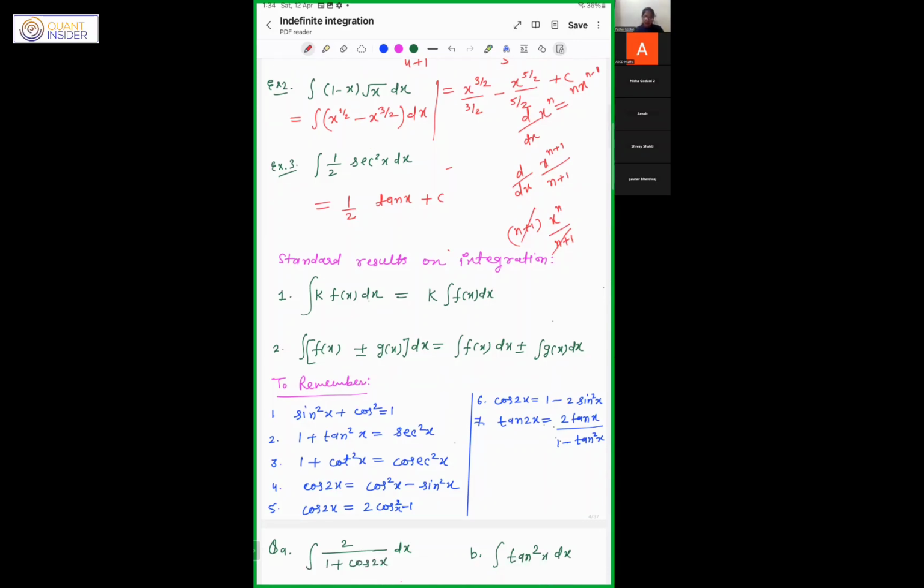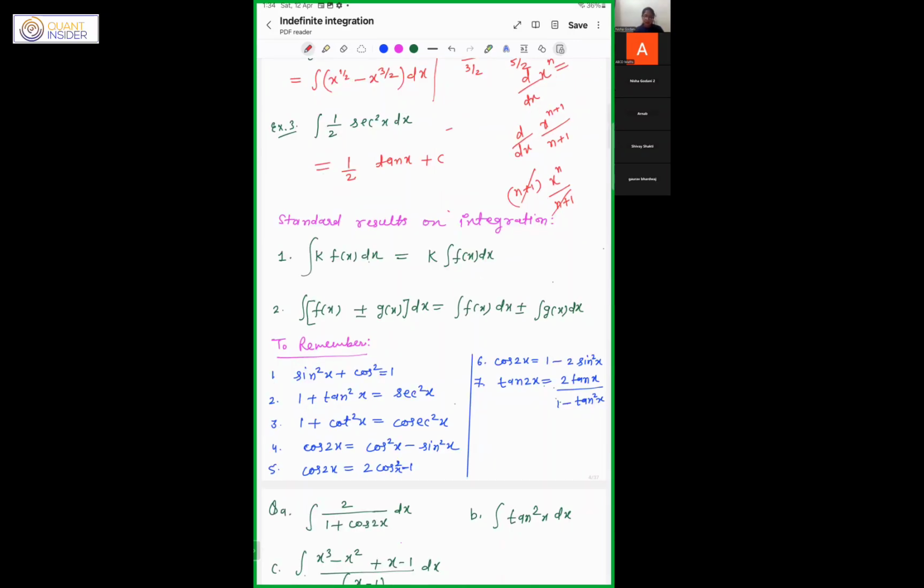Okay, these are some standard results on integration. k times f(x) integrates to k times the integration of f(x). I have actually used this property in the previous question, where there was 1 by 2 in the example, so 1 by 2 stays as it is. Then the integration of sec square x is tan x, and then plus c, the constant of integration.